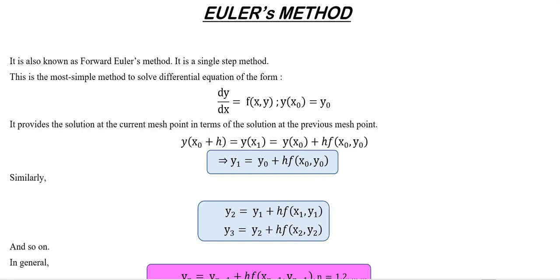It provides the solution at the current mesh point in terms of the solution at the previous mesh point. That means if we wish to find out the solution of y1 at x1, then we can calculate it using the initial point x0 and y0. So the formula to find out the first approximation y1 is given by y1 is equal to y0 plus h times f of x0, y0. Similarly, we can calculate the next approximation y2 using the formula y2 is equal to y1 plus h times f of x1, y1. Next approximation is y3, which is equal to y2 plus h times f of x2, y2.